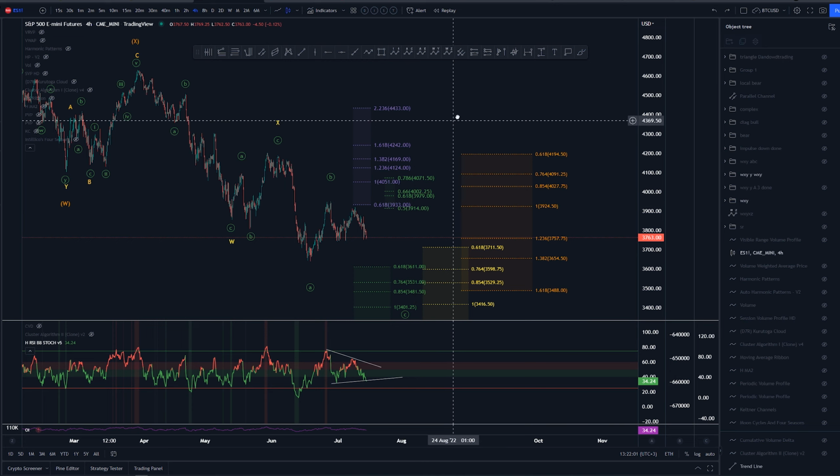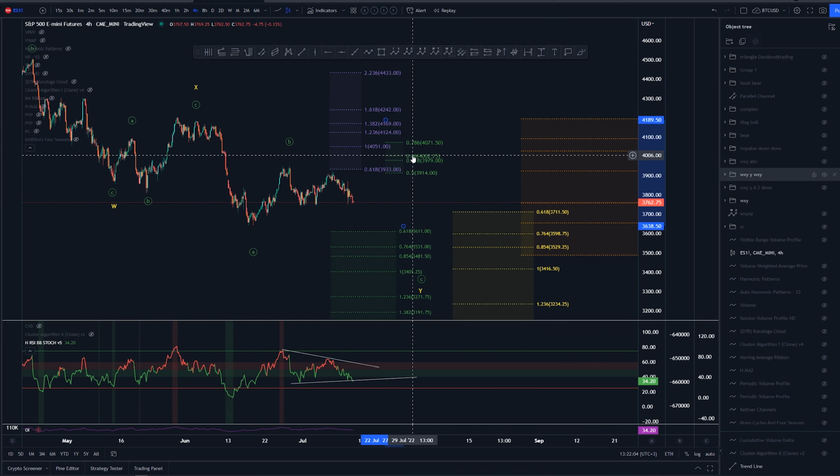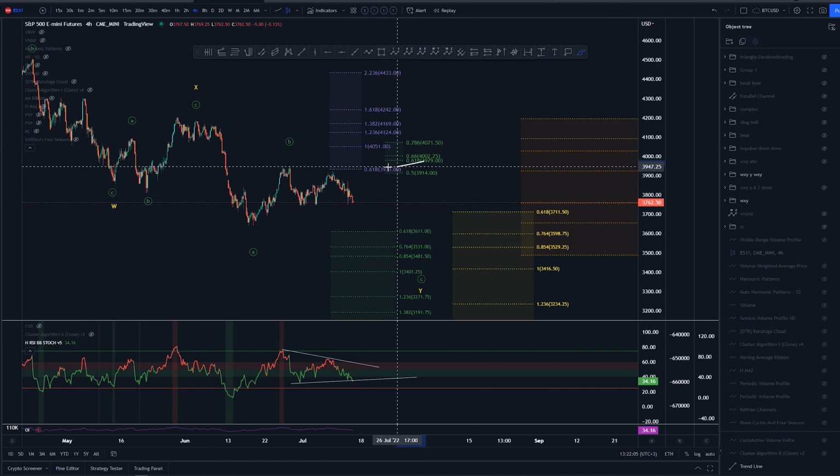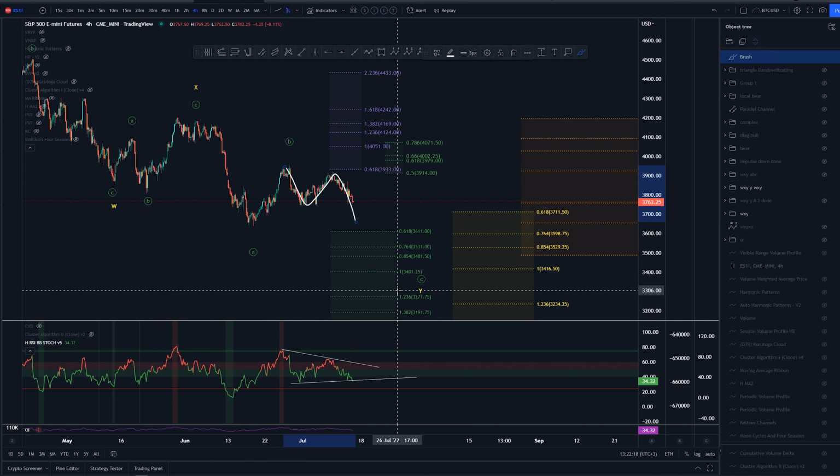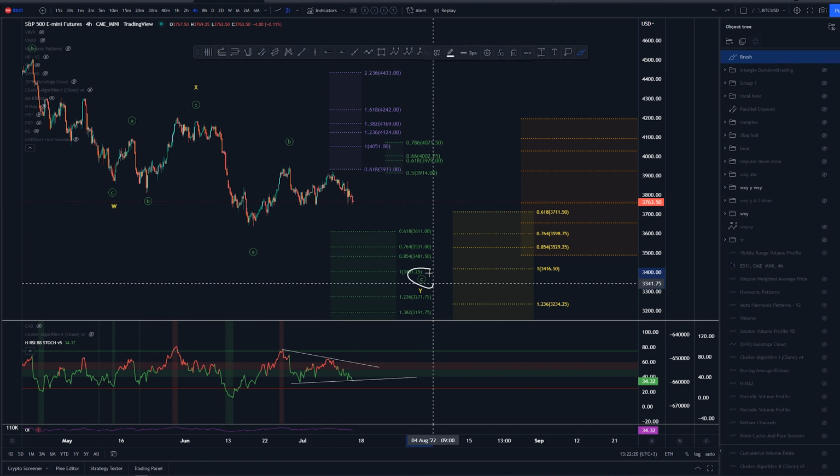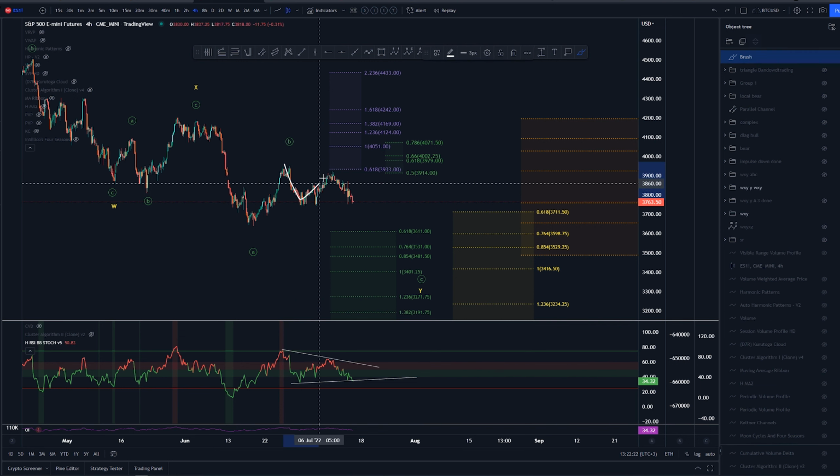B and C. Overall, the wave B has not retraced back to the golden pocket as of yet on neither logarithmic or arithmetic scale, but it has gone to the 0.5. So yeah, it is completely possible that we have now pivoted downwards and are going for that C wave now from these highs.